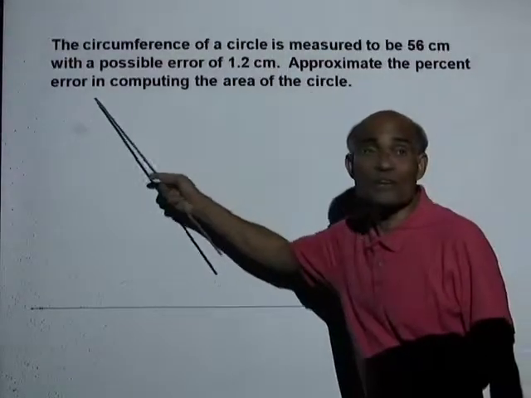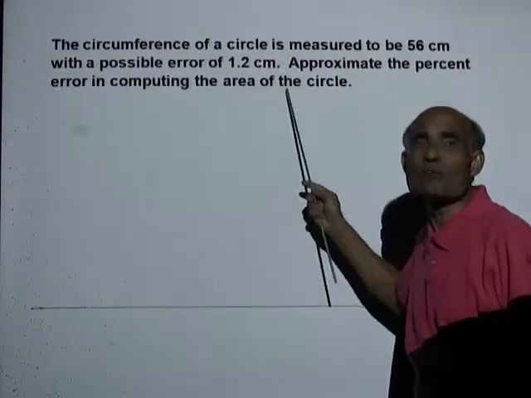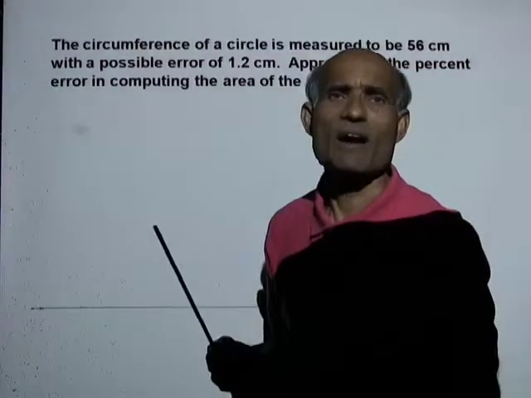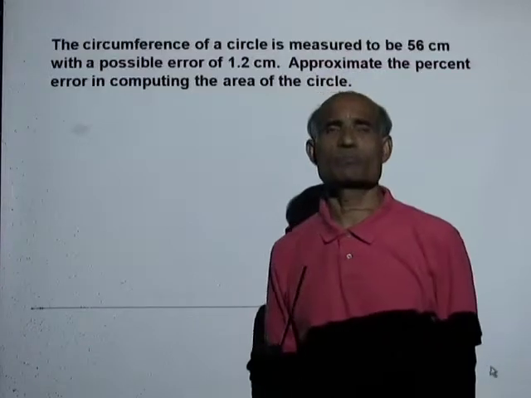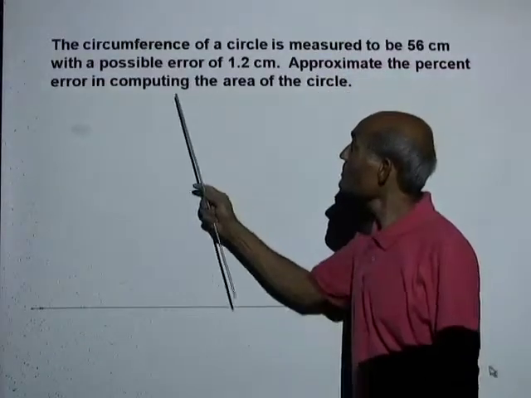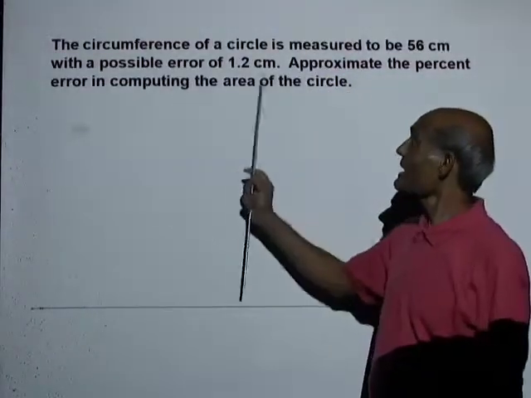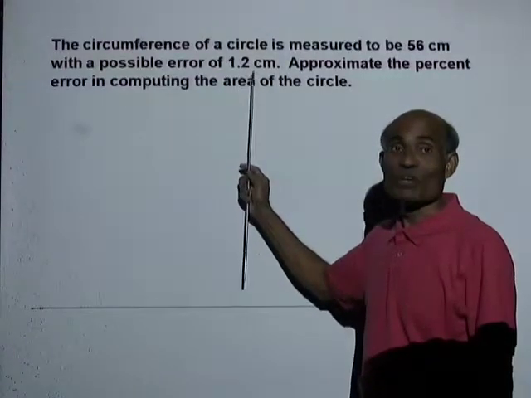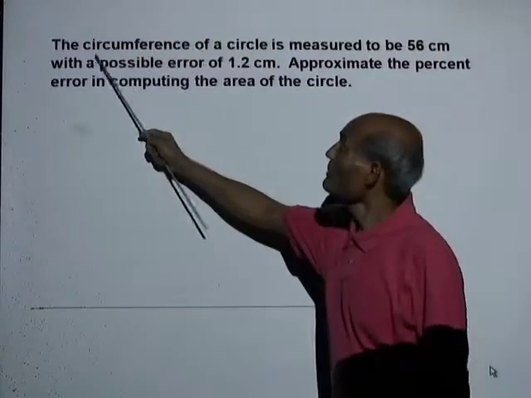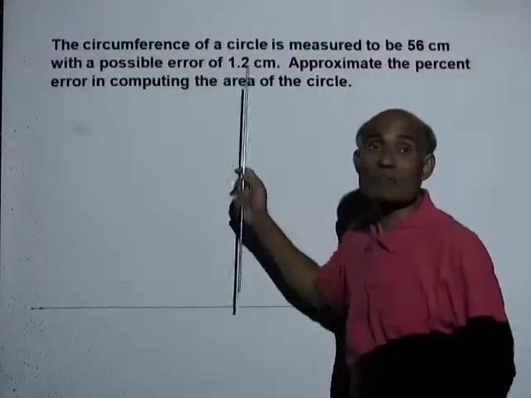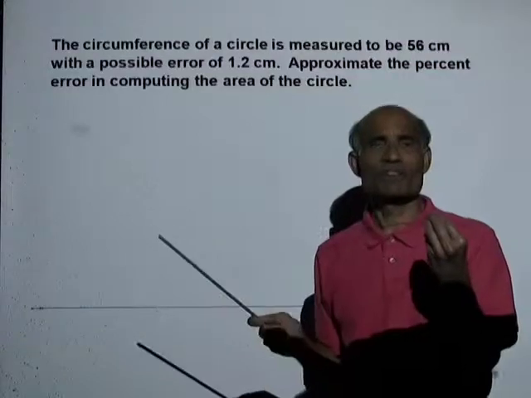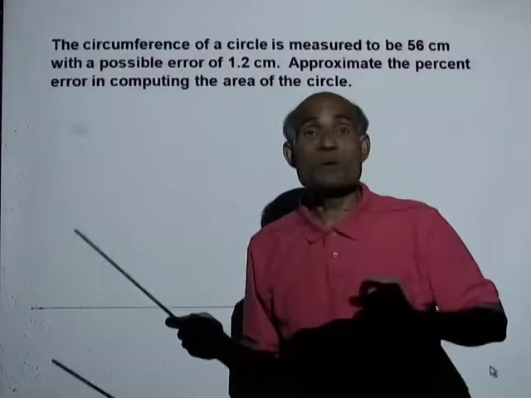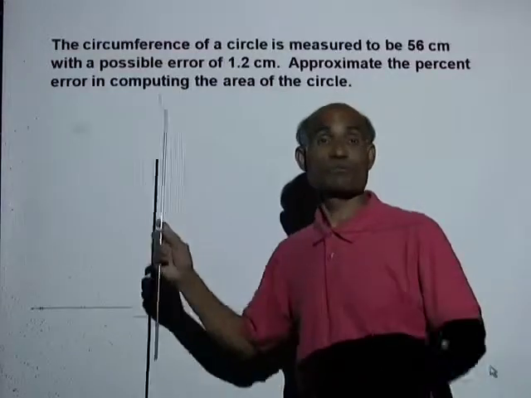Approximate the percent error in computing the area of the circle. Now think about it. How will you proceed in solving this problem? We need to compute the percent error in computing the area, and we know the possible error in measuring the circumference. Now we need to write an equation. That equation must connect these two known things.